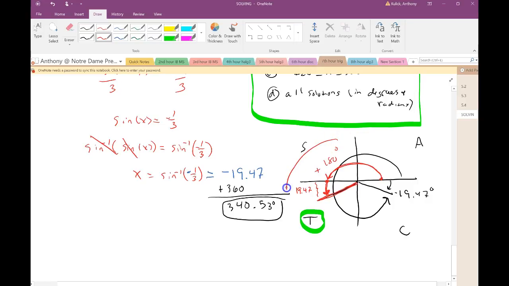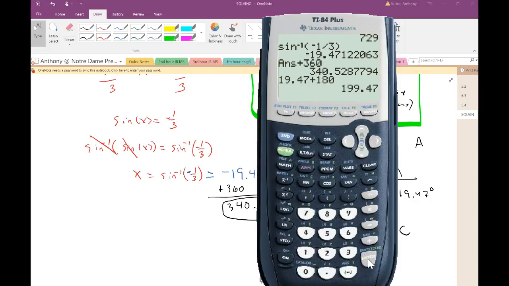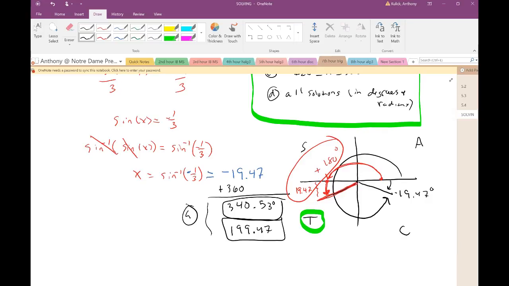So doing this, we get our other answer. 19.47 plus 180 is 199.47. This is our answer for part A. Everybody happy with that?